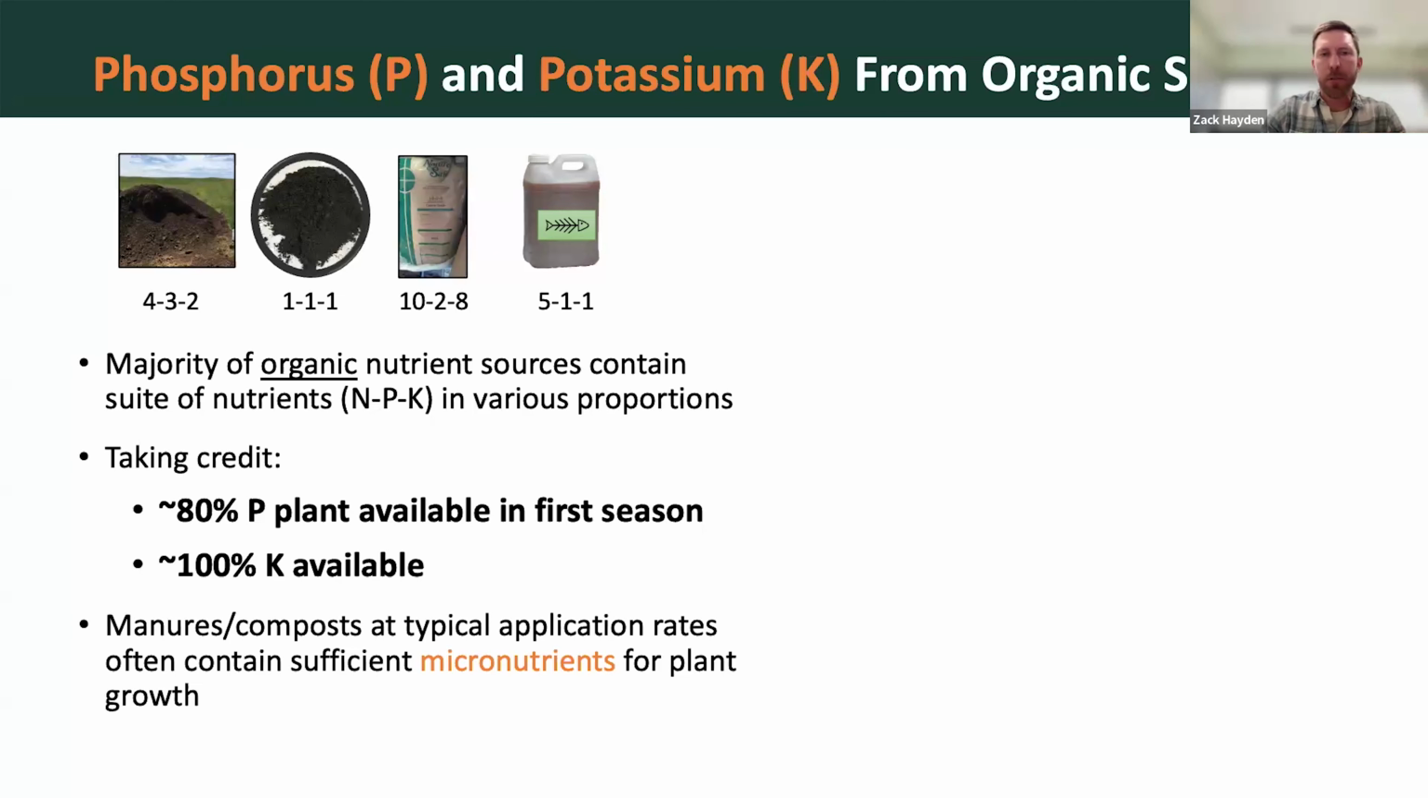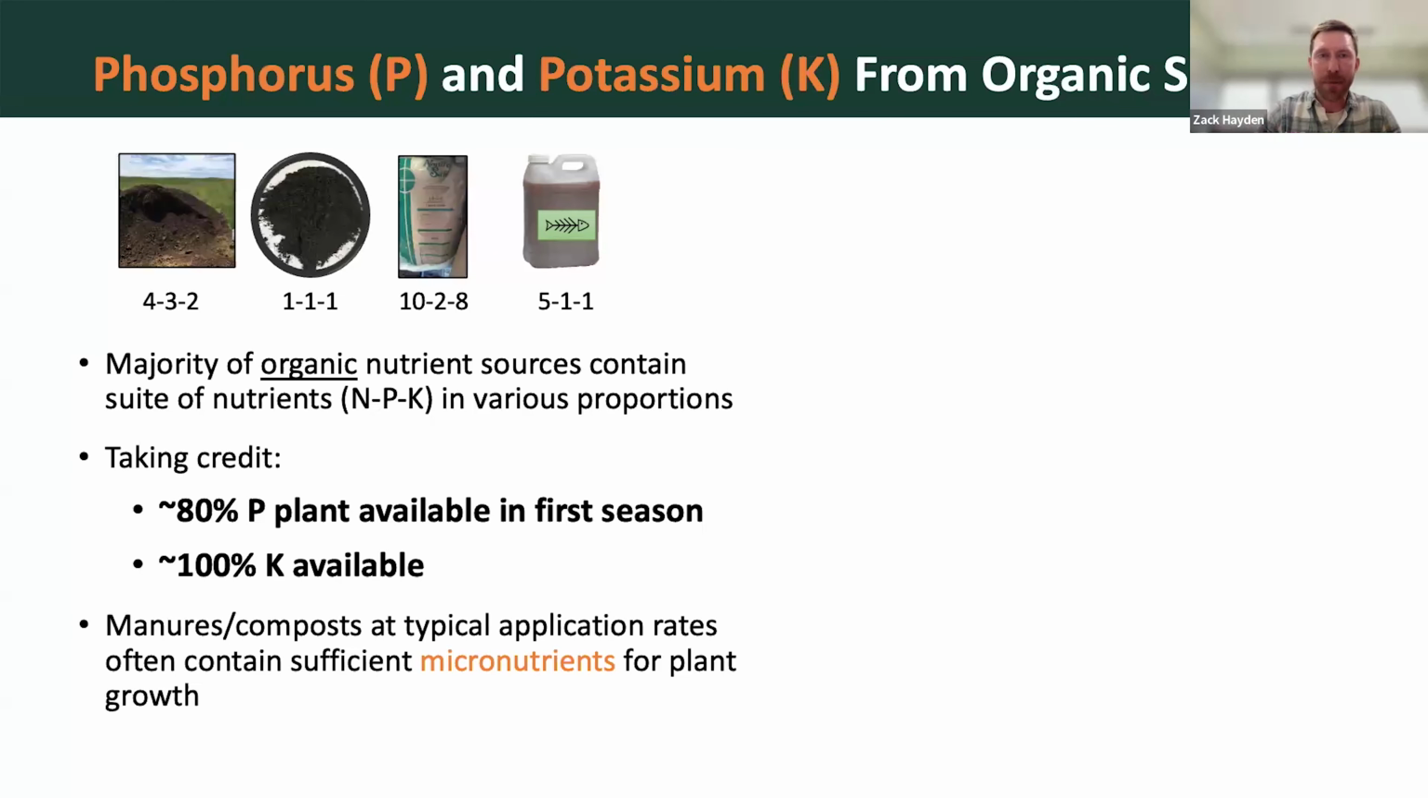So the majority of your organic nutrient sources are going to contain a suite of these nutrients, as we know. Now, if you want to take credit, so how much of the phosphorus and potassium you can expect to become plant available in the first season from these organic sources, you can assume about 80% of the phosphorus in there will be plant available in the first season, so it could be used to meet any recommendations.